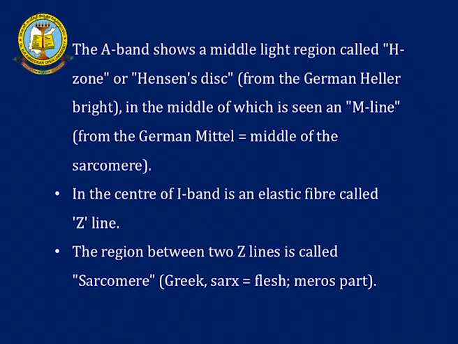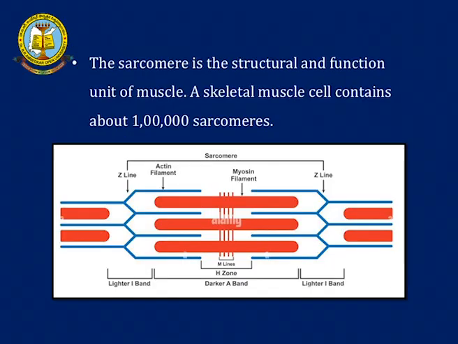The region between the two Z lines is called the sarcomere, and the sarcomere is the structural and functional unit of the muscle. A skeletal muscle cell contains about 1 lakh sarcomeres.